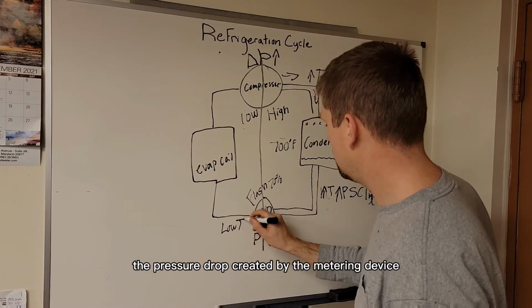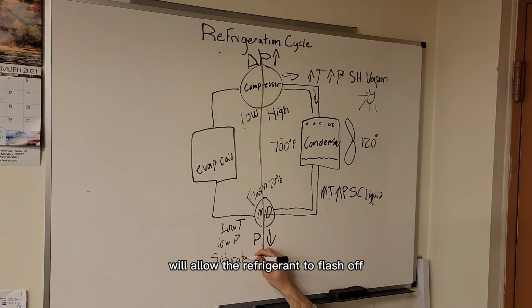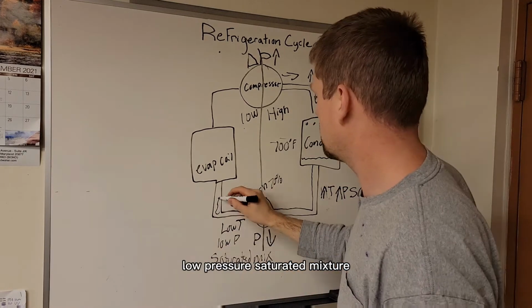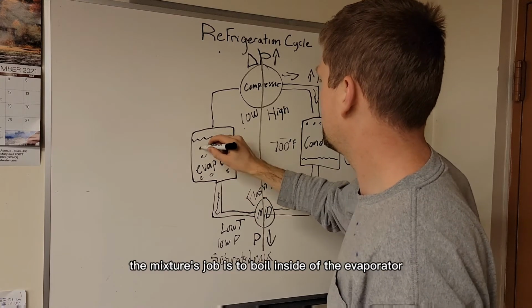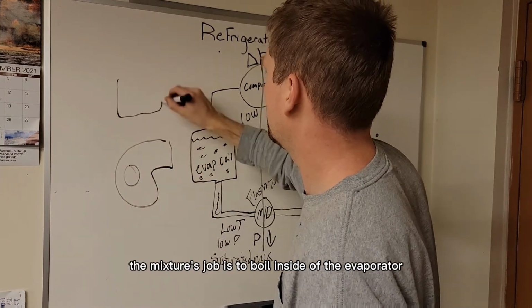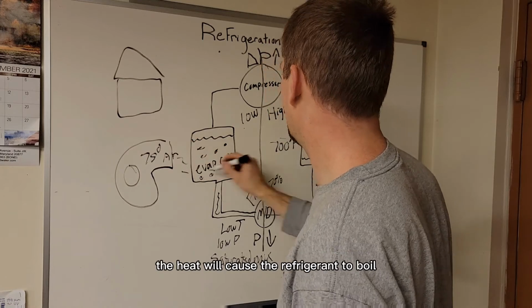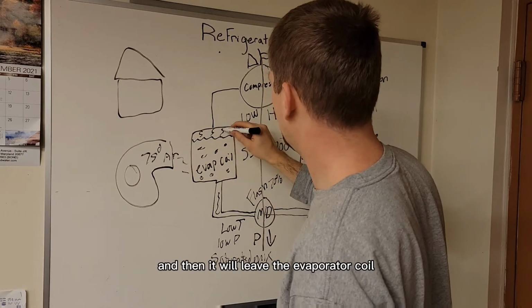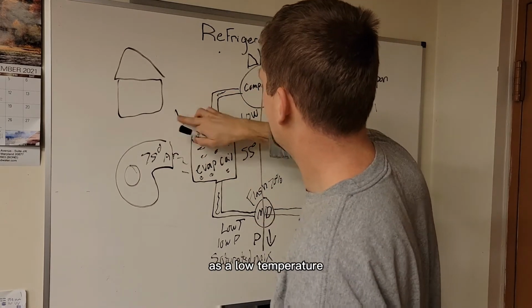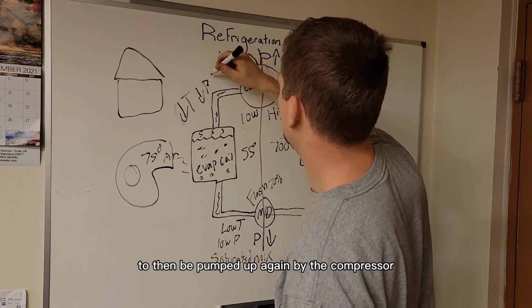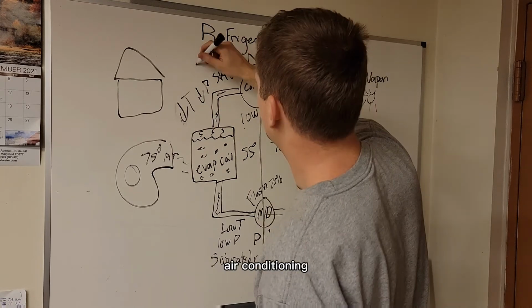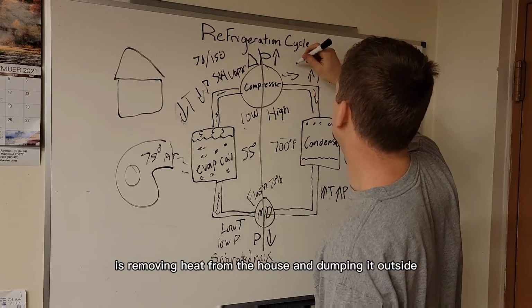The pressure drop created by the metering device will allow the refrigerant to flash off and turn into a low temperature, low pressure saturated mixture. The mixture's job is to boil inside of the evaporator and absorb heat from the house. The heat will cause the refrigerant to boil, and then it will leave the evaporator coil as a low temperature, low pressure, superheated vapor to then be pumped up again by the compressor. Air conditioning in its basic form is removing heat from the house and dumping it outside.